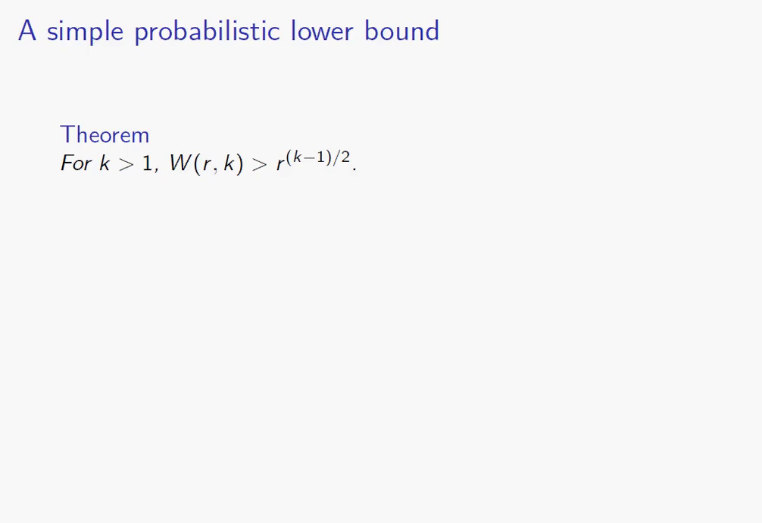Okay, the bound here says that for an integer k greater than 1, the van der Waerden number w of r comma k is strictly greater than r to the exponent k minus 1 over 2. So that is, if we let n be the right-hand side, this r to the k minus 1 over 2, then the bound is saying that there is a way to paint the integers from 1 to n with r colors so as to avoid a monochromatic k-AP. We'll do this by taking account of all the bad colorings that do have a monochromatic k-AP and showing that there's at least one left over.